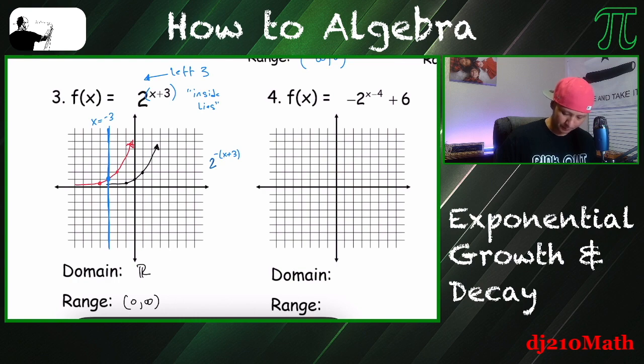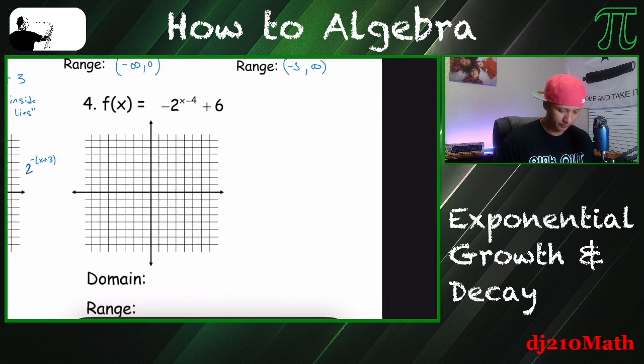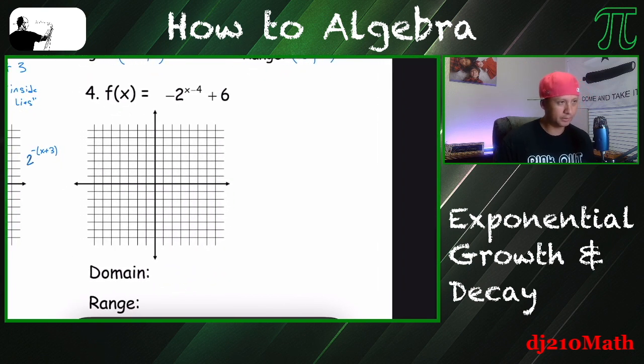All right. And then the last example we have. Okay, so what's this going to do? This is going to shift it to the right. So this is going to be to the right. This is going to be up. So to the right 4, up 6. And then we're going to reflect it down.